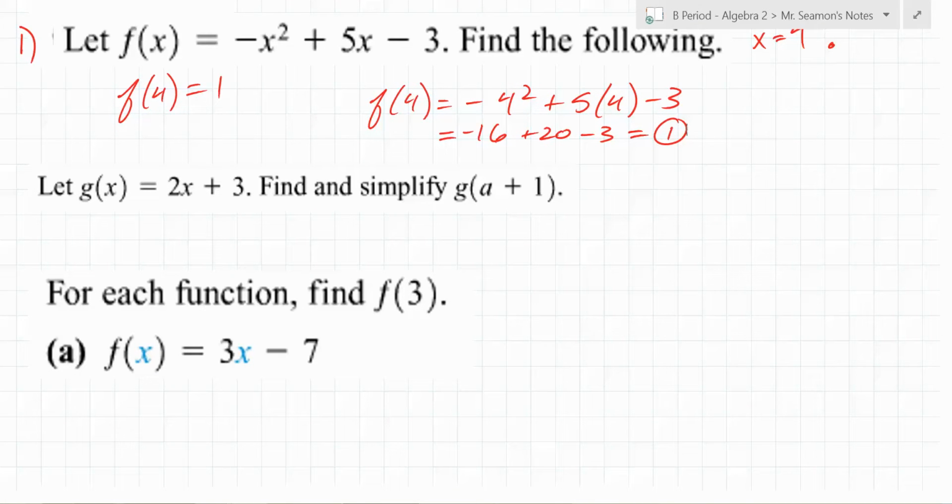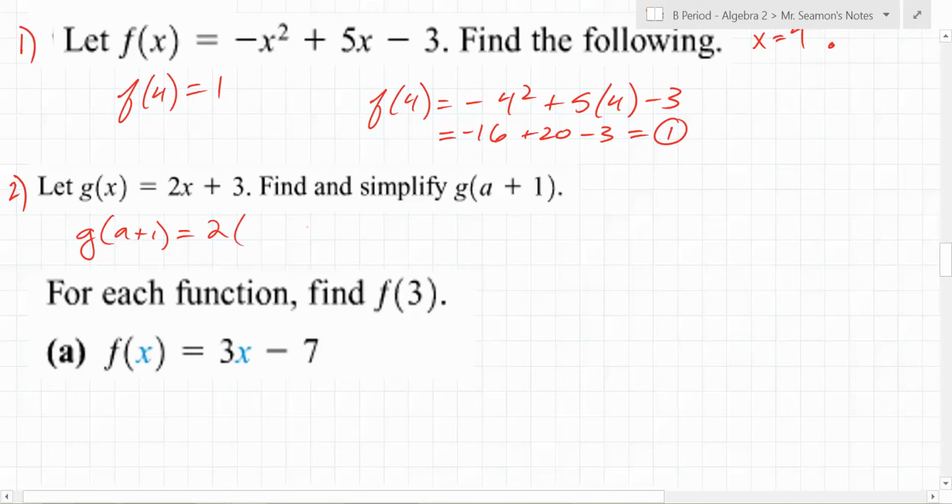Yeah. Sure. So for example, let's talk about number 2 right here. Let g of x equal 2x plus 3. Can we use g as the name of a function? Sure. Could I call it Bob of x if I wanted to? Yeah, we just have to write 3 letters instead of 1. Find me g of a plus 1. Try that. Without any help from anybody else, write down what you think g of a plus 1 is.